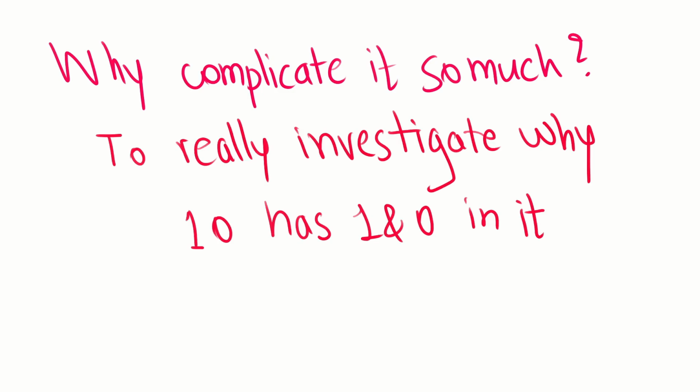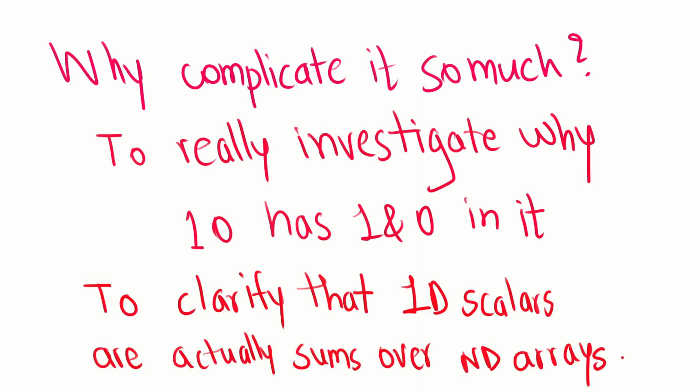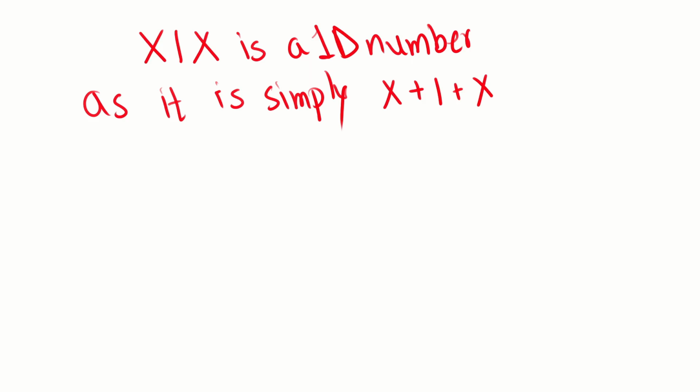To really investigate why 10 has 1 and 0 in it, and to clarify really that 1D scalars, as we call them one-dimensional, really are sums over n-d arrays. Like if it's an n-digit number, a natural number, it has n dimensions. It's a sum over n dimensions. So XIX is a 1D number because it's simply a sum of a train of x plus I plus x.